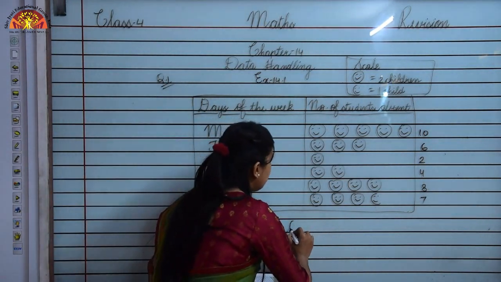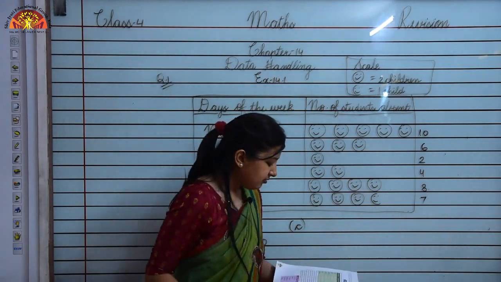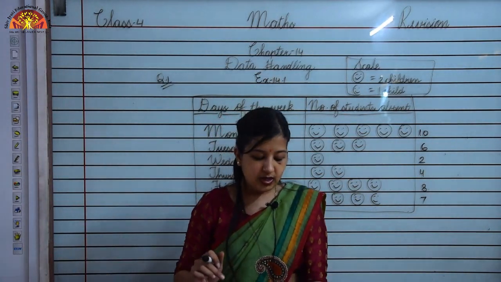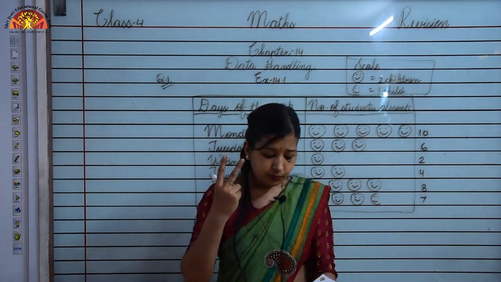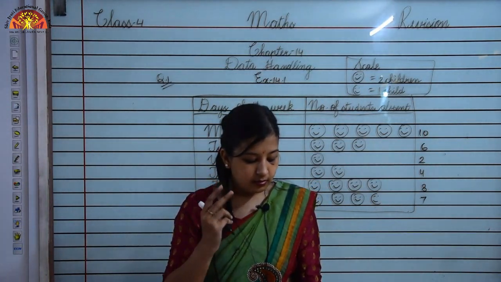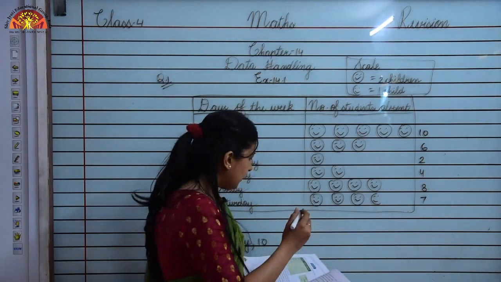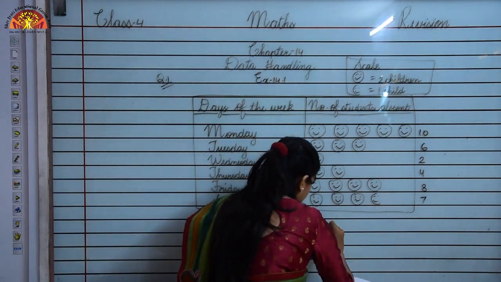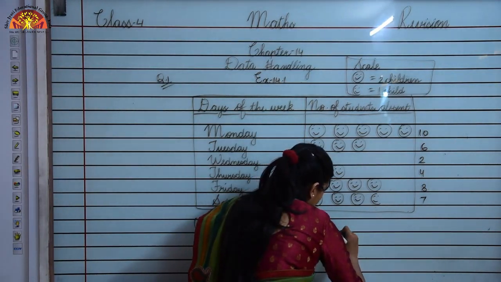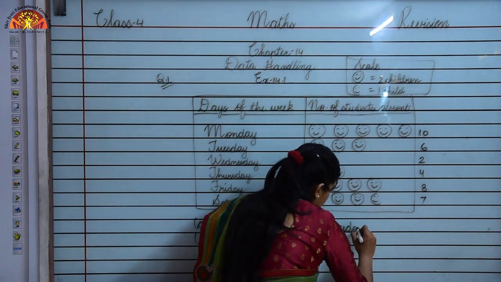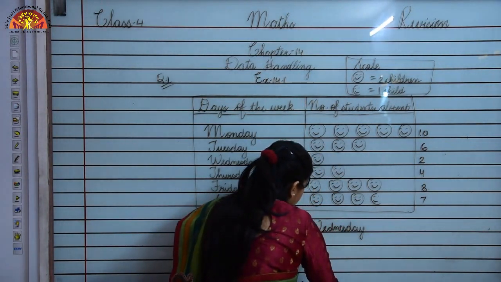Now we are going to do C part of this question. So C part is, on which day were only 2 children absent? यानी only 2 children कौन से दिन absent थे? So on Wednesday only 2 children were absent. Fine. Now we are going to do D part of question number 1.